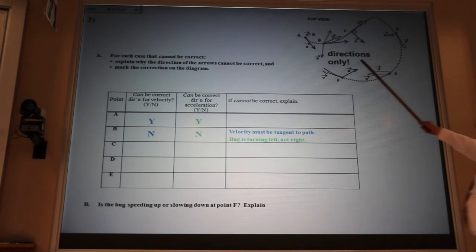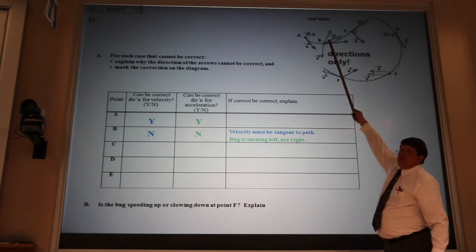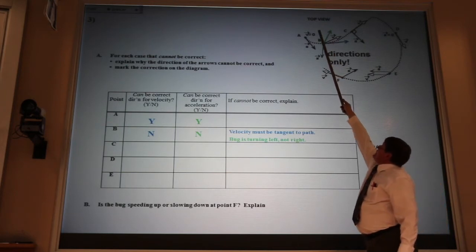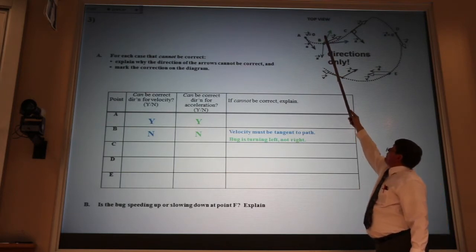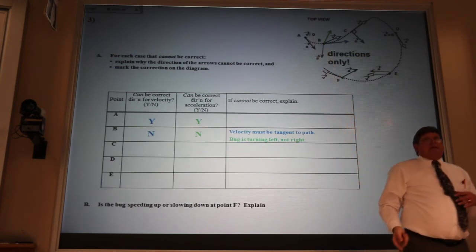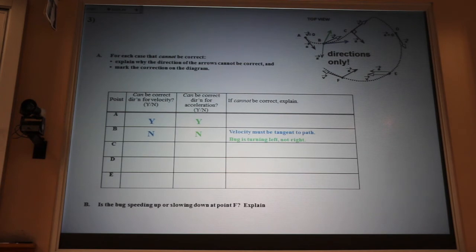Now, it doesn't have to be that direction. That direction indicates that the bug was speeding up there. We don't know what the bug was really doing. I could have had 90 degrees up there if it was cruise control, or greater than 90 back like this if it was slowing down. Any of those would be acceptable. But it has to be on the left side of the track, into the curvature.